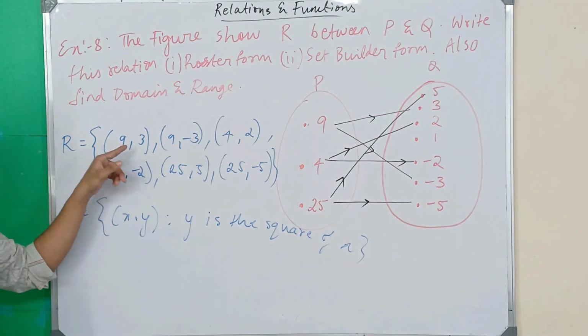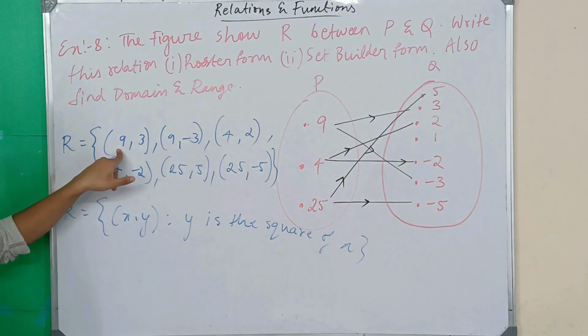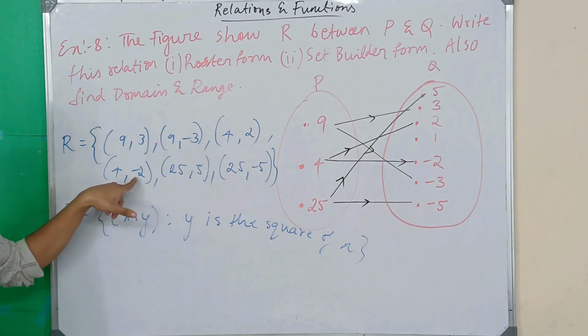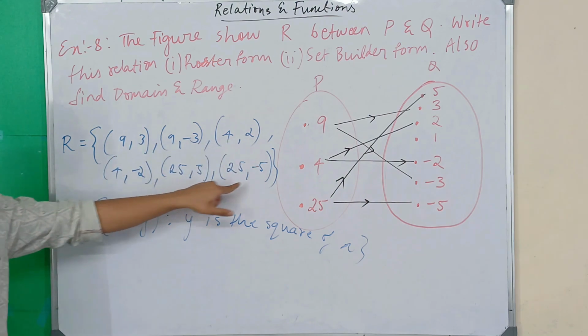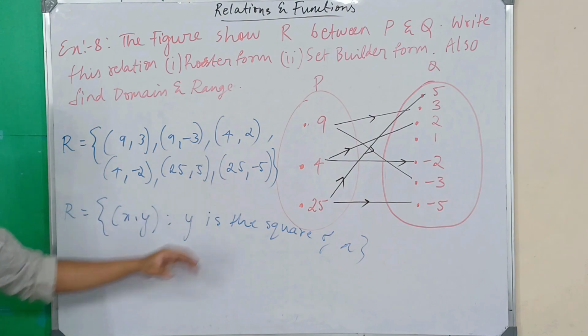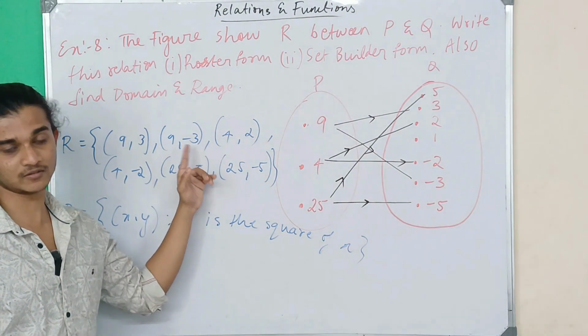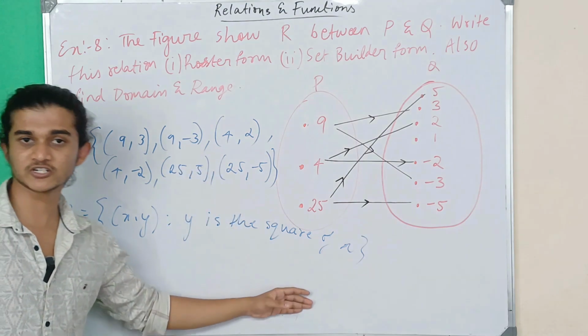See, if you square y, you're going to get x. So square y: 3 square is 9, minus 3 square is 9, 2 square is 4, minus 2 square is 4, 5 square is 25, minus 5 square is 25. So you can write the relation like this. Just try to observe the pattern between the numbers and establish a relationship like that.